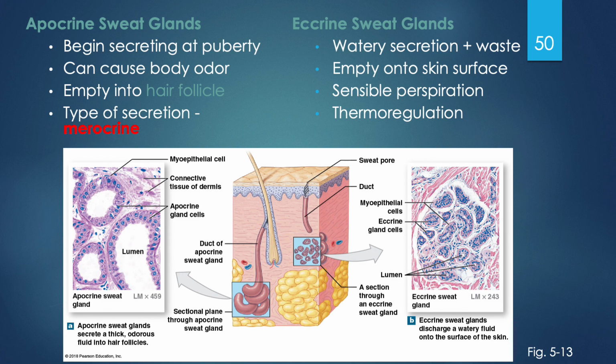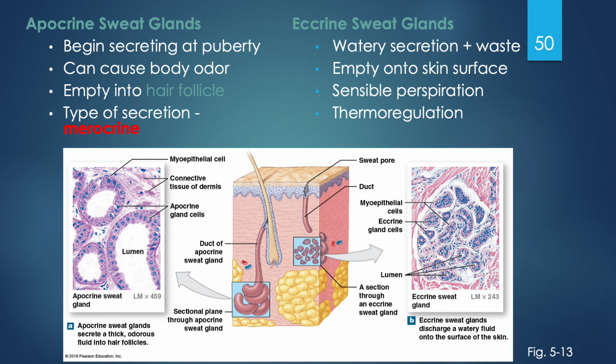But anyway, the apocrine sweat glands are those that begin secreting at puberty. And so they contribute to body odor, right? Because little 5-year-olds and 6-year-olds don't have BO, but as we become teenagers, we all suddenly start to need deodorant, right? And so these empty their product into the hair follicle. And again, they use the merocrine type of secretion, which I've included here in red just because I really want to make sure that you get that point.